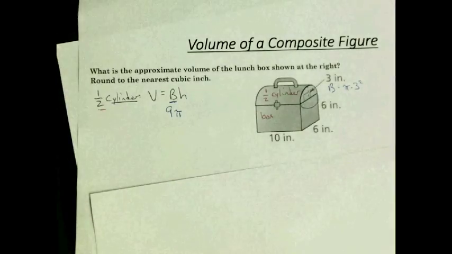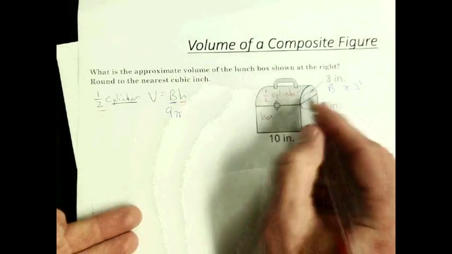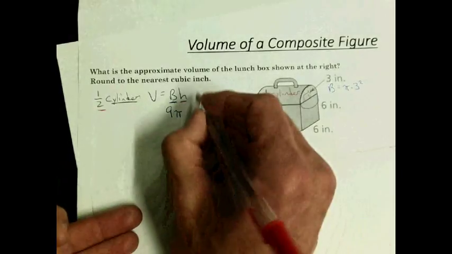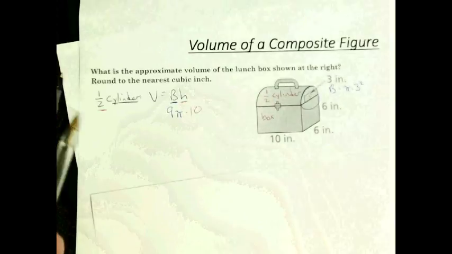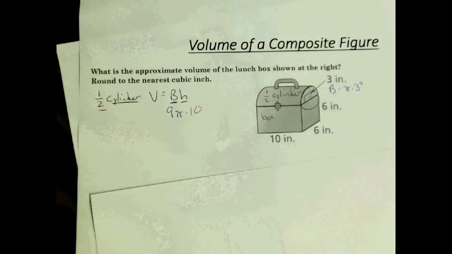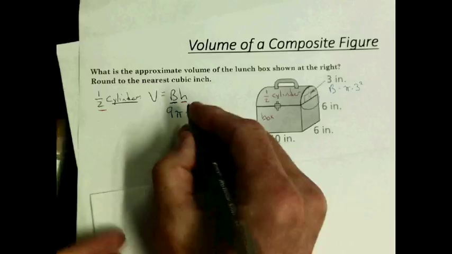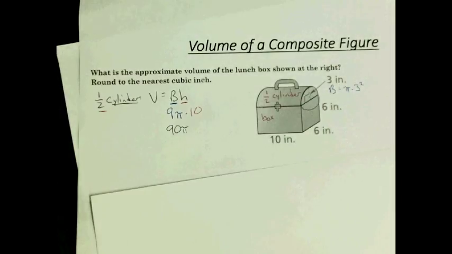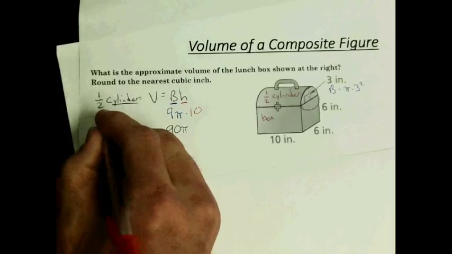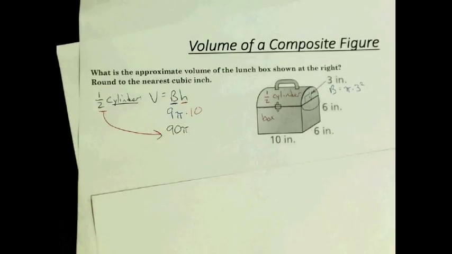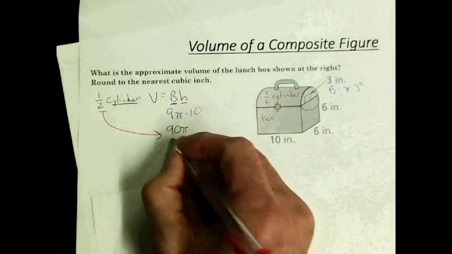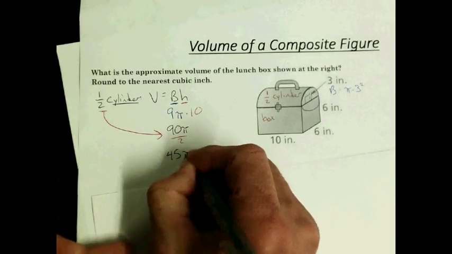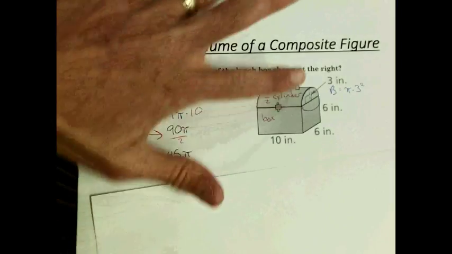And now we have the height of the cylinder. How tall is that cylinder if the circle is the base? How tall is the cylinder? It's 10 inches. So the volume of the entire cylinder is 90 pi, but that's of the entire cylinder. Don't forget the halfies. So we have to cut that in half, and if we take half of 90, we're going to get 45 pi. Okay, 45 pi. And that's just the volume of the cylinder, just the top part.